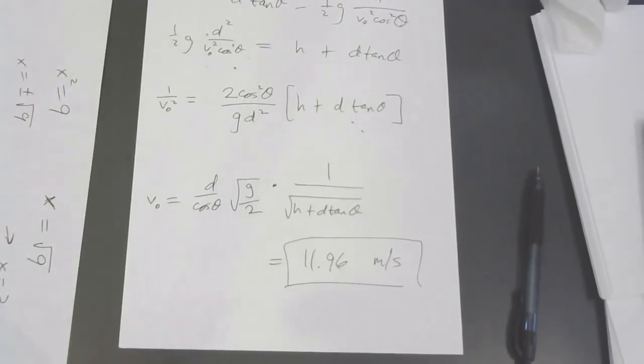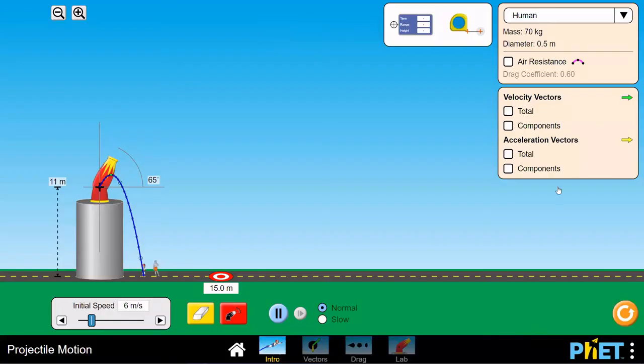So back to the simulation. Here we are. Okay, 15 meters for the target, 65-degree launch angle, 11 meters above the ground, and now let's adjust the speed. 11.96 is the value we found. Well, I can't be doing any tenths of a meter per second. I'm restricted to integer values. 11.96 is very close to 12. I expect this to work. And let me zoom in here.